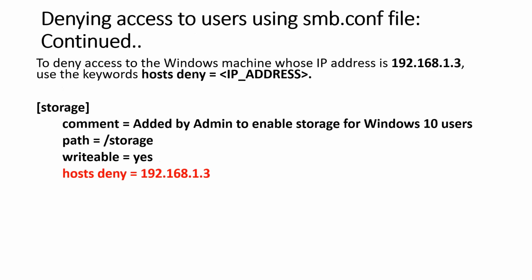We still continue with the same topic. To deny access to the Windows machine or host whose IP address is 192.168.1.3, we use the keyword hosts deny equal to the IP address of the host we are trying to deny. So at the end of the storage section, we add this keyword hosts deny equal to 192.168.1.3.